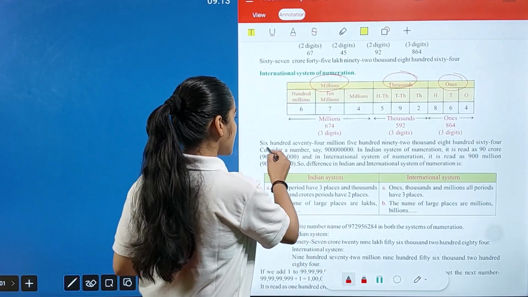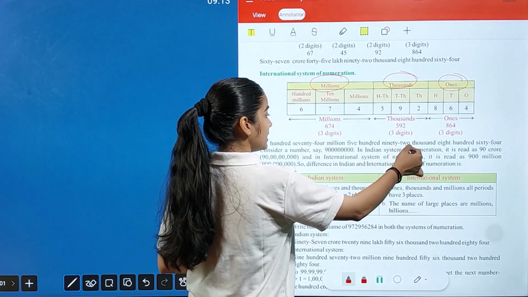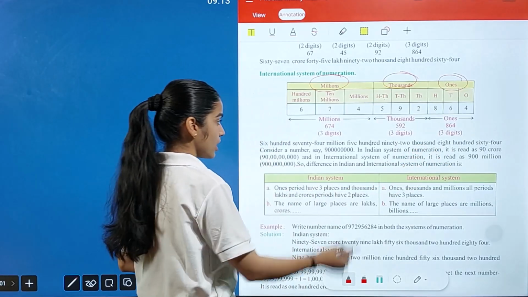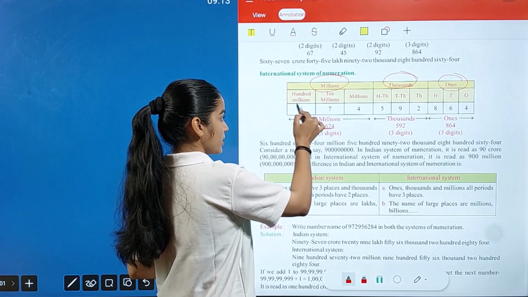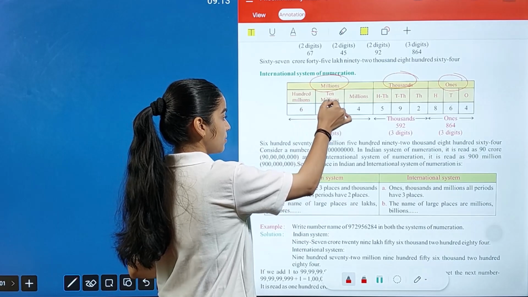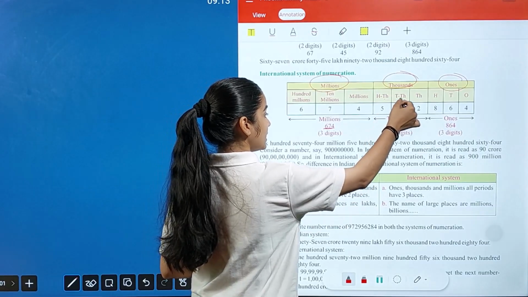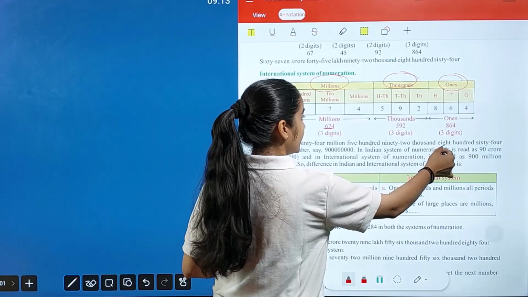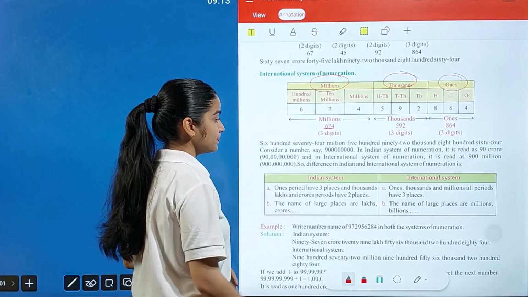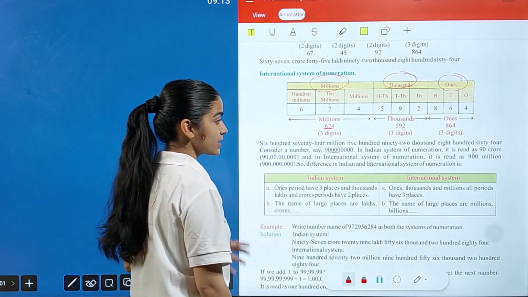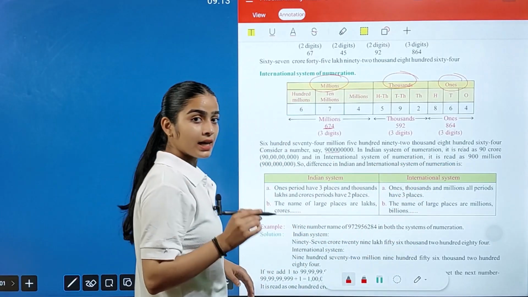Now, consider the number 674,592,864. In the Indian system of numeration, it is read as 90 crore, and in the international system of numeration, it is read as 900 million.